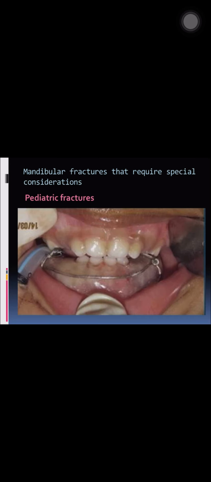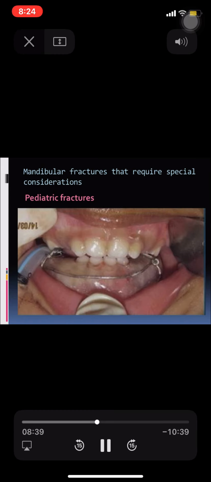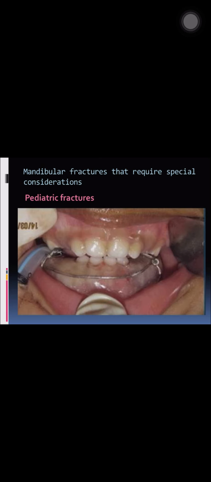And we have late complications like malunion, delayed union, non-union, complications associated with internal fixation and sequestration of bone. Mandibular fractures that require special considerations, like pediatric fractures. Fractures of the mandible are uncommon in children, and some modifications to the principles of treatment are necessary when the fracture occurs in a child. The main characteristics of mandibular fractures in children are: bone in young children is resilient and the greenstick fracture is more likely to occur, and there is a greater risk of damage to developing teeth.